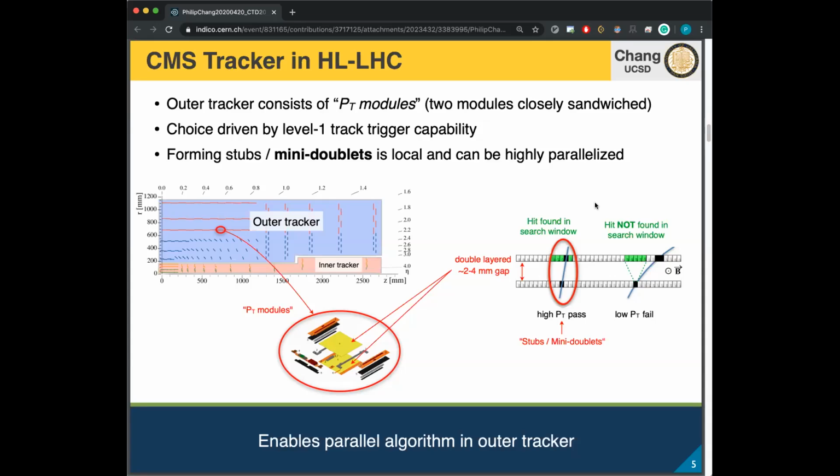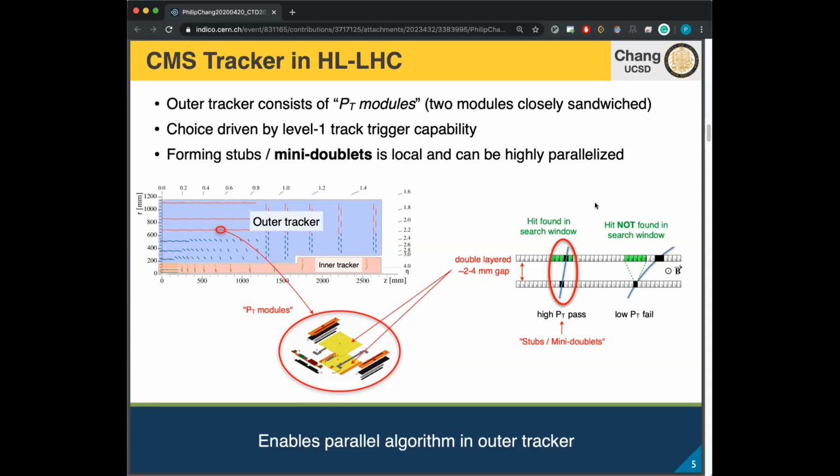And so by having these two hits that are close to each other, in the context of our case, we call it the mini doublets. And once you form these mini doublets, one can then start looking at it with the lower multiplicity, and I'll come back to that a bit later.